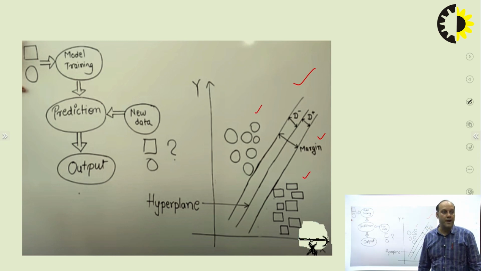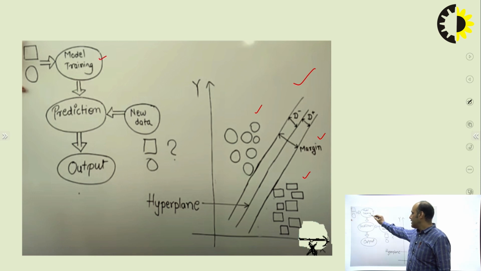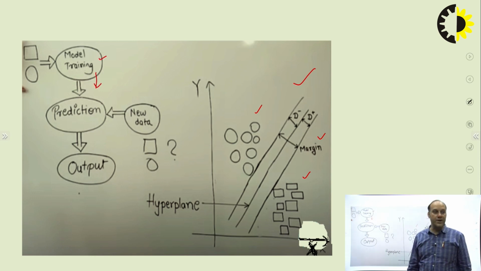Actually what happens, you all know that in a machine learning algorithm we just give the input, then model training, and after training that model it will do some prediction on the basis of some new data.